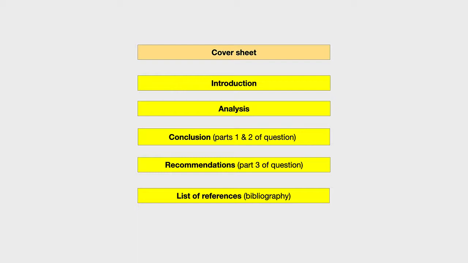Now, looking at this list, you notice the absence of an executive summary, which is one of the standard items that's included in reports. We don't need an executive summary because our word count is about 2,000 words, so it's too short to have an executive summary. So an executive summary is not necessary here. You can go from the cover sheet directly into the introduction. Now I'll go through each of these sections in turn and suggest what each section should include.